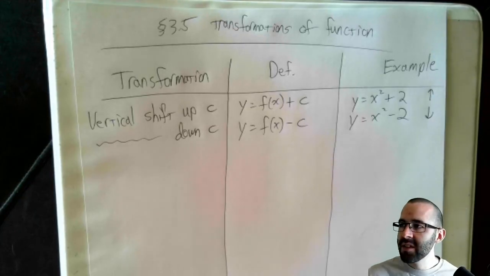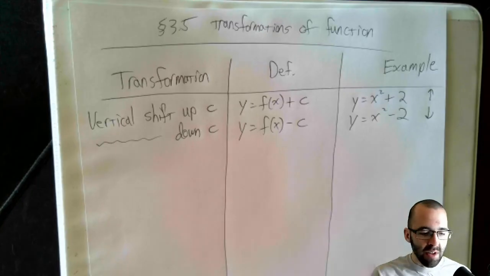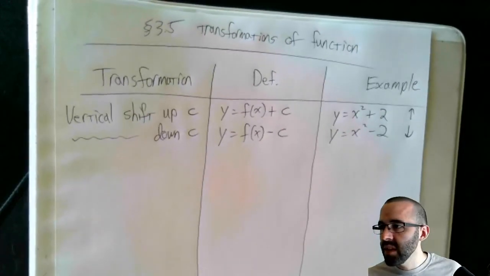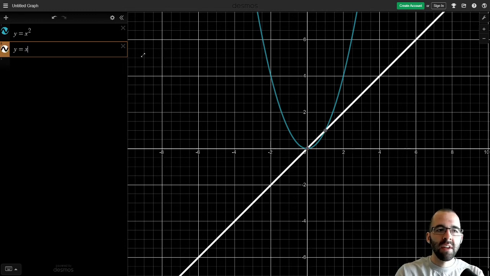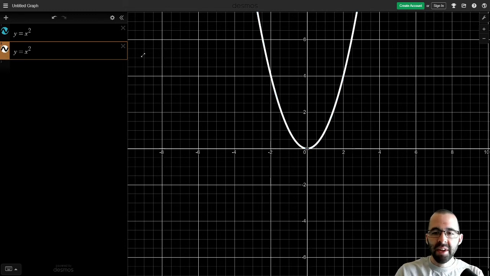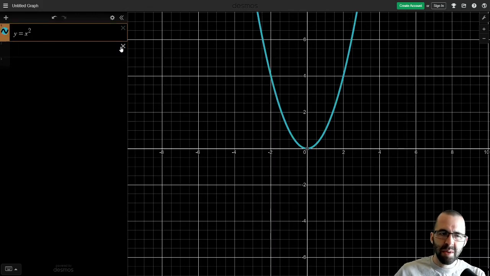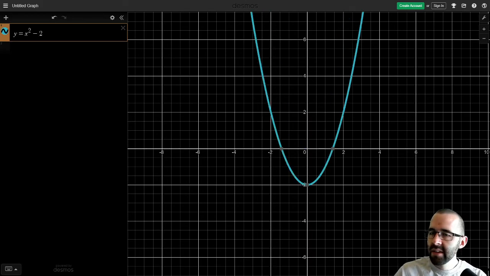So again, let's really spend some time and look at this. If you add a number to the very end of the function, it moves it up or down. So we've got something over here. Let's go back to a function. If we just add something, it moves the whole thing up. Let's just stick with the blue graph. Moves it up. If we subtract it, it moves it down.